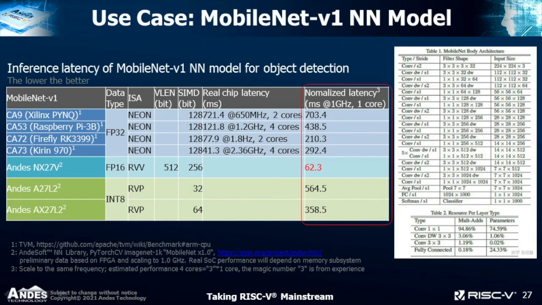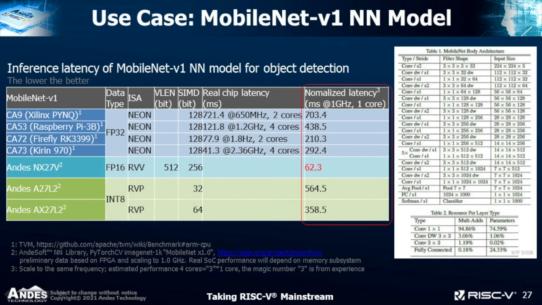The second use case is MobileNet V1. On the right hand side, you can see the MobileNet V1 model architecture by layers. Similar to the CIFAR10 model, it's not hard to implement the model with the library. On the left hand side is the inference latency performance table. The lower the better. To be noticed, the top 4 are real chip performance. You can get it from public TVM and GitHub. And we normalize to 1 GHz 1 core in order to compare the performance more easily.